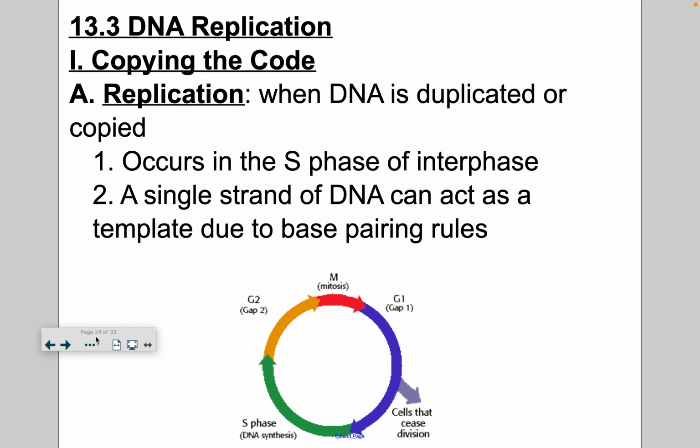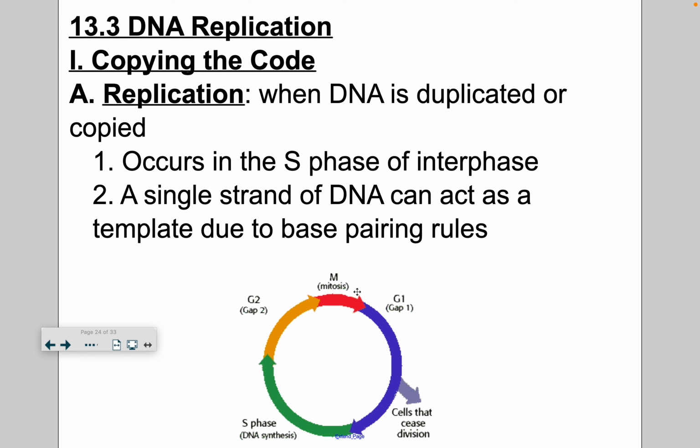All right, so getting on to the notes here. DNA replication is all about copying that code, so that the new cell has the same instructions to carry out functions for that cell. So replication is just when DNA is duplicated or copied, and it occurs in interphase, specifically the S phase, right here, this green arrow. So we discussed the cell cycle: G1, S, G2, and then mitosis with cytokinesis.